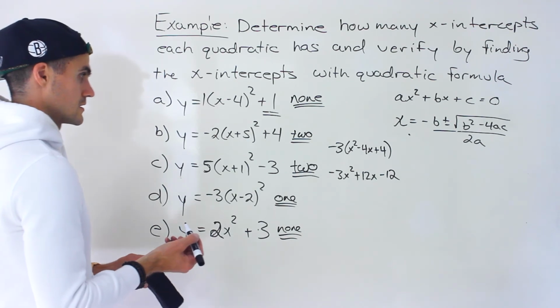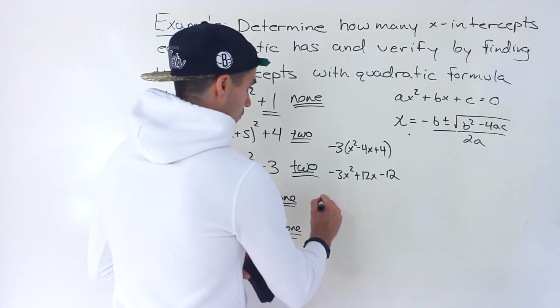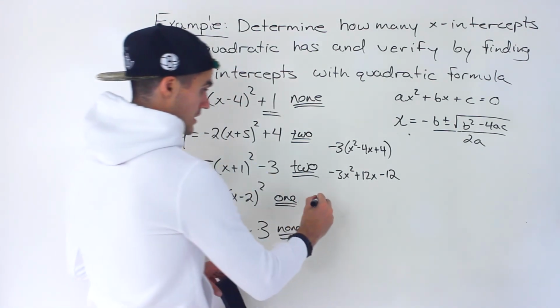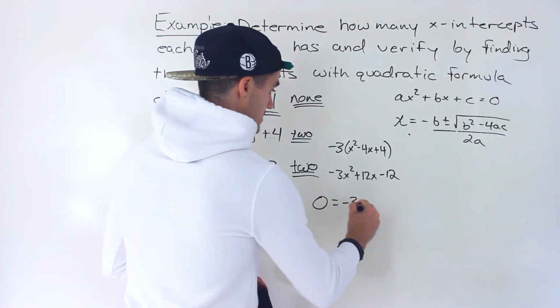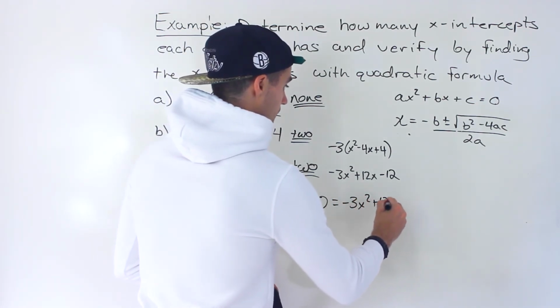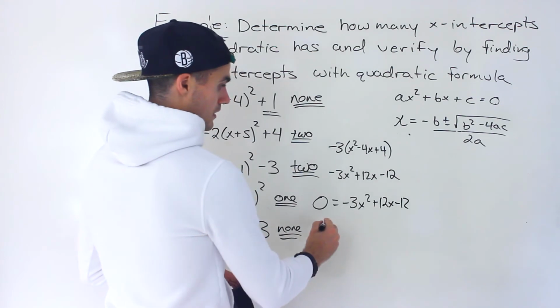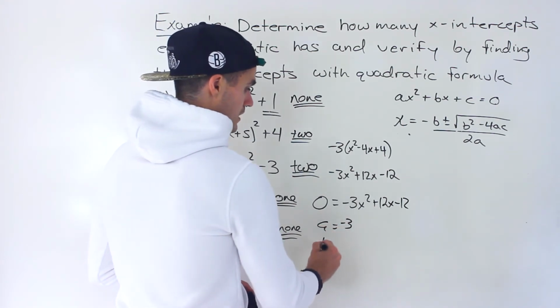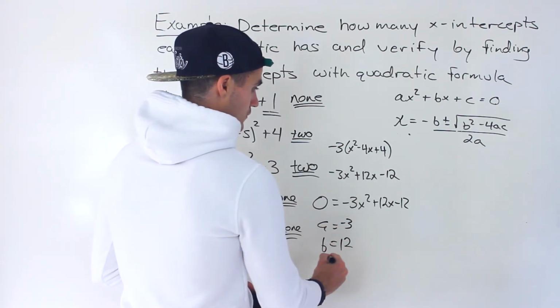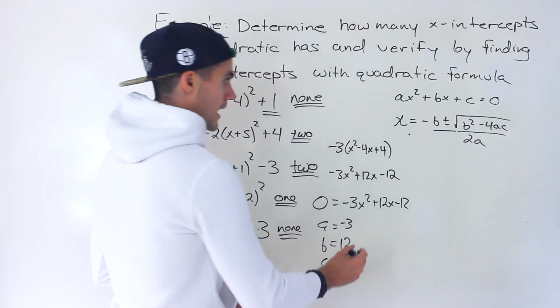And so to find the x-intercepts, we're plugging in 0 for y. So this is the quadratic equation that we'd be solving. A is negative 3. B is positive 12. The c value is negative 12. So let's see what happens here.